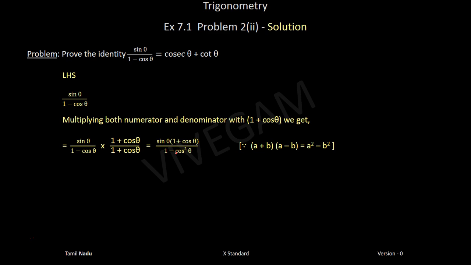Now, you have to replace. See, this is sin theta and this is 1 minus cos square theta. Immediately you should be able to recollect that 1 minus cos square theta is sin square theta. So if you put this as sin square theta, sin theta will get cancelled. So sin theta into 1 plus cos theta over sin square theta, sin theta will get cancelled, and you will get 1 plus cos theta by sin theta.